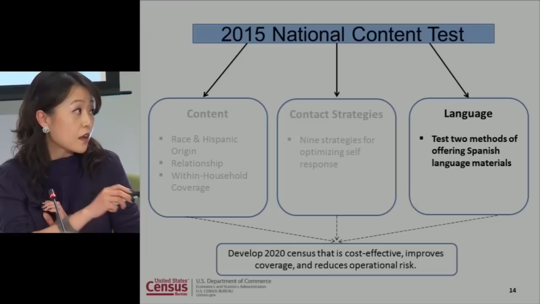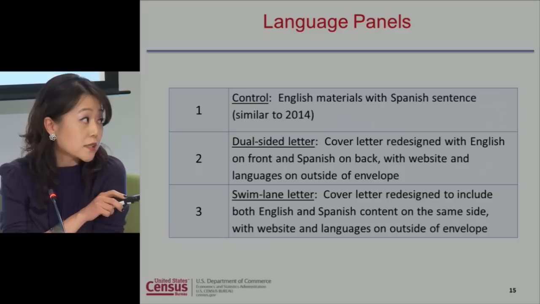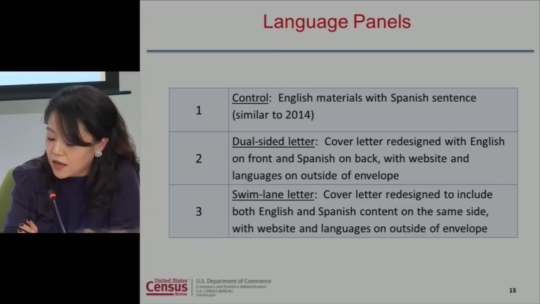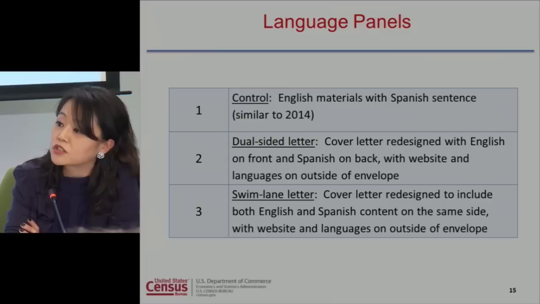Now onto the language, where we're going to test the 2 methods for offering Spanish language materials. In advance of our major language testing plans for 2016 and 17, where we plan to test instruments and materials in additional non-English languages, the NCT will have the internet instrument in English and Spanish, as well as a paper bilingual questionnaire in English and Spanish as well. We will have telephone questionnaire assistance available in additional non-English and non-Spanish languages.